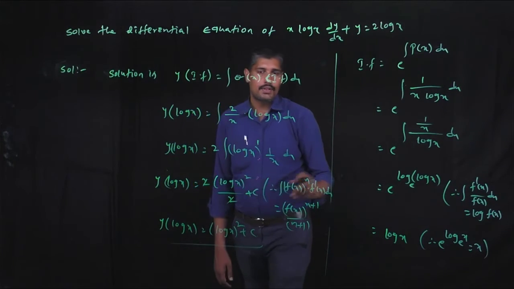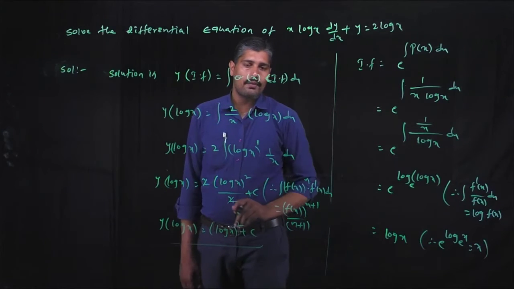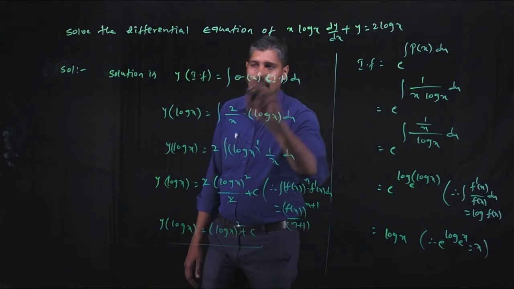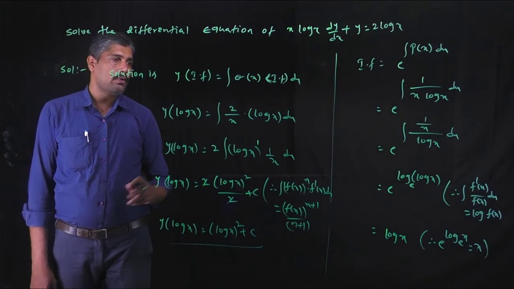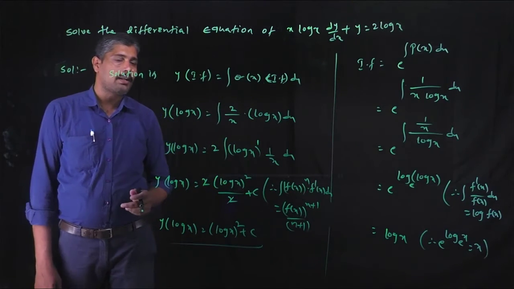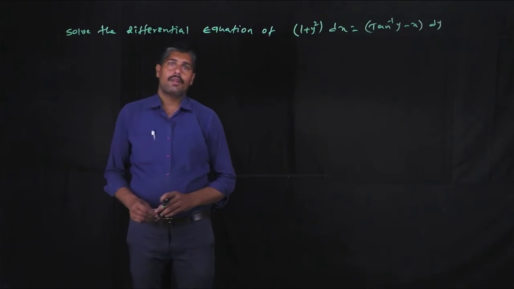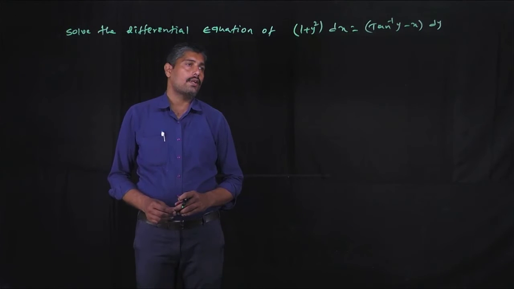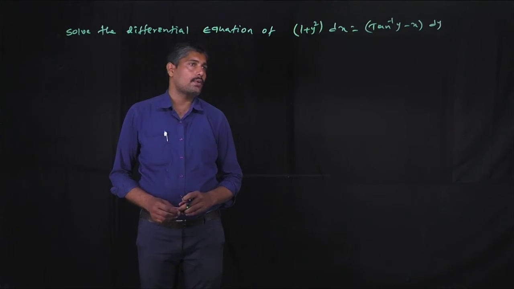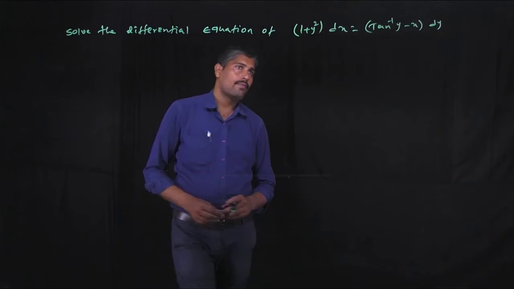Right? First find the integrating factor, then, as this is a linear differential equation in y, y into the integrating factor equals the integral of q of x into the integrating factor dx. Next one. Solve the differential equation: 1 plus y square into dx equals tan inverse y minus x into dy. See here.